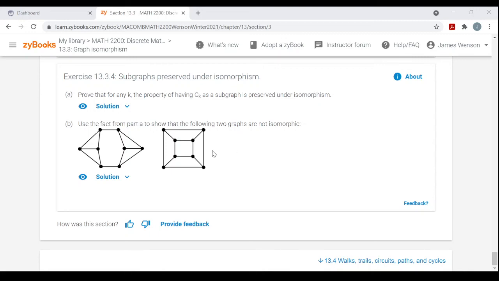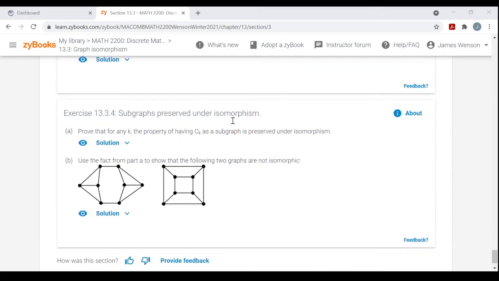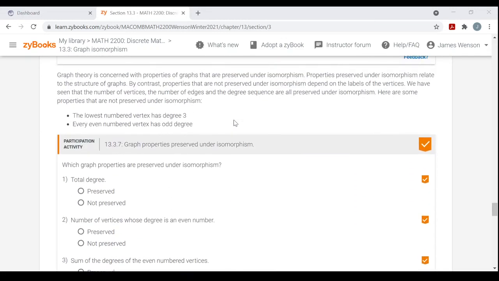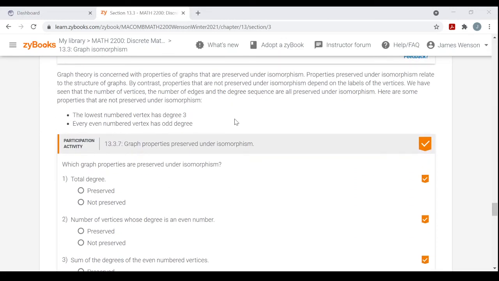All right. And then I basically explained this to you already, right? There's a 3-cycle subgraph here, but there is no 3-cycle subgraph over here, so they're not isomorphic. They can't be. But yeah, and there's much more. All right, we're just getting into the tip of it. The tip of the iceberg.